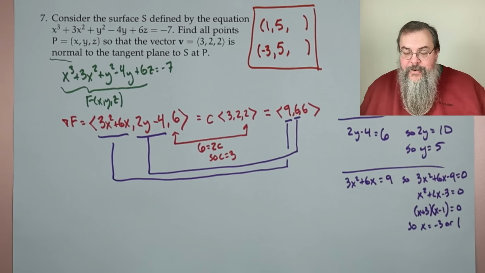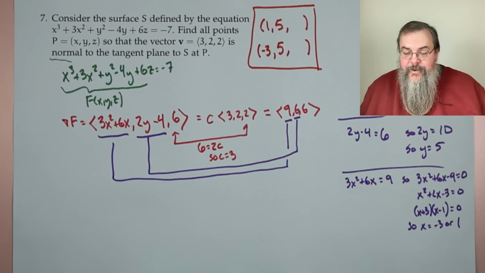All right, so here we go. 1 cubed plus 3 times 1 squared plus 5 squared, 25, minus 4 times 5, which is minus 20, plus this number 6z has to equal negative 7. Well, okay, so 25 minus 20 is 5, and then we have plus 3 is 8, plus 1 is 9. Okay, so that says 9 plus 6z is negative 7.